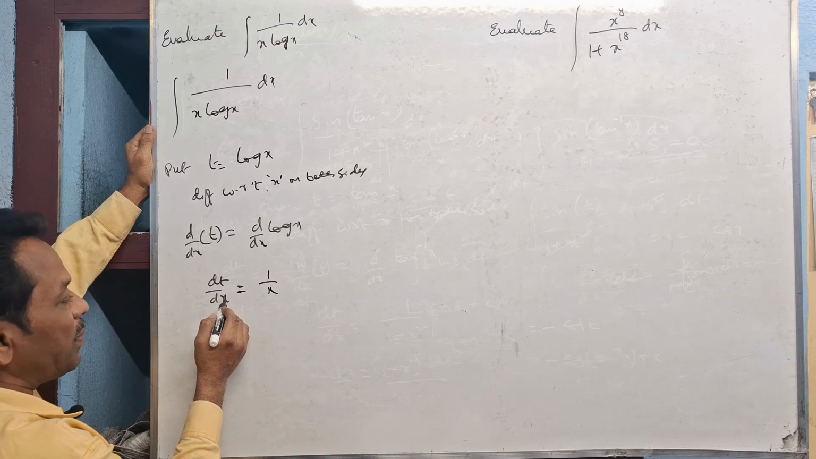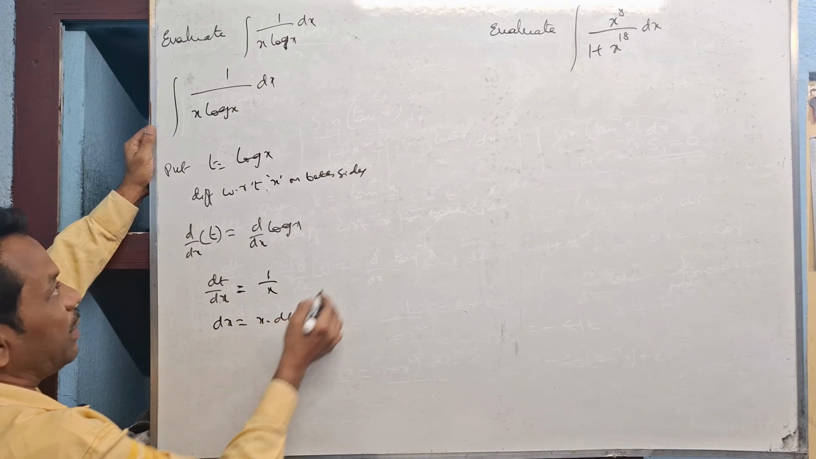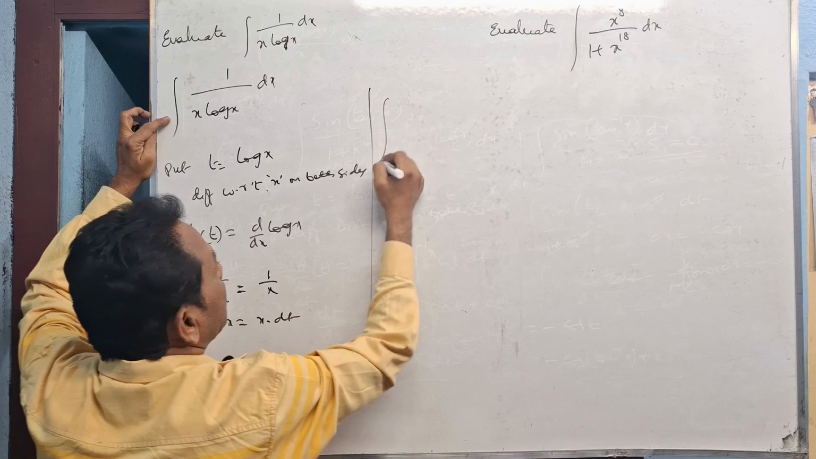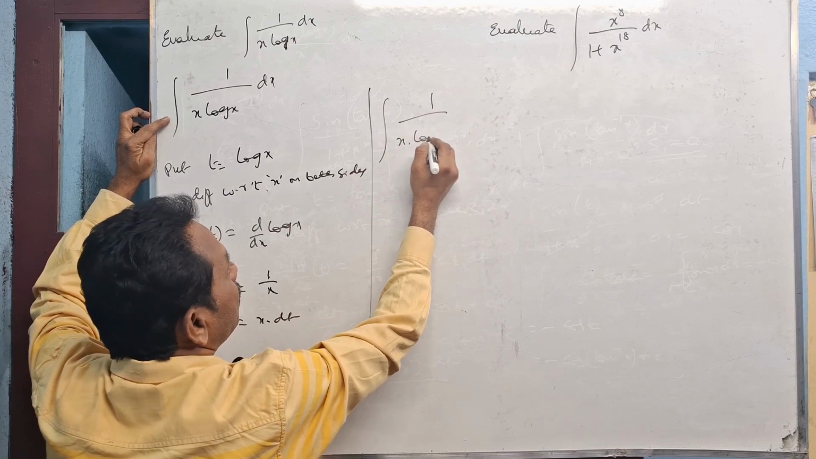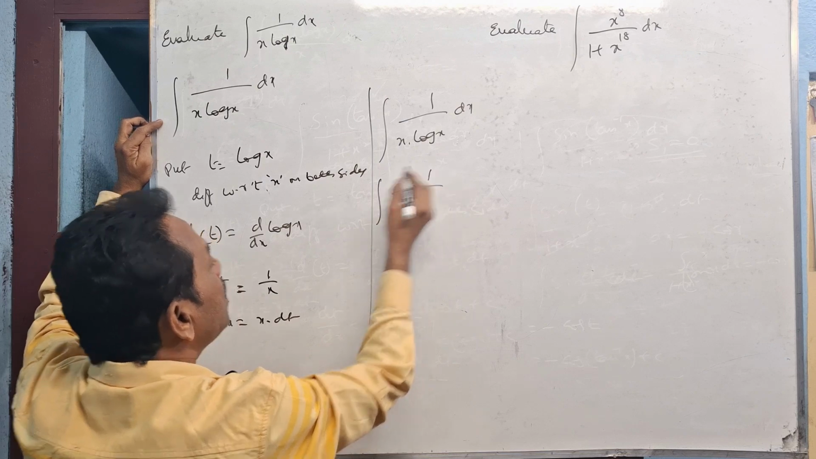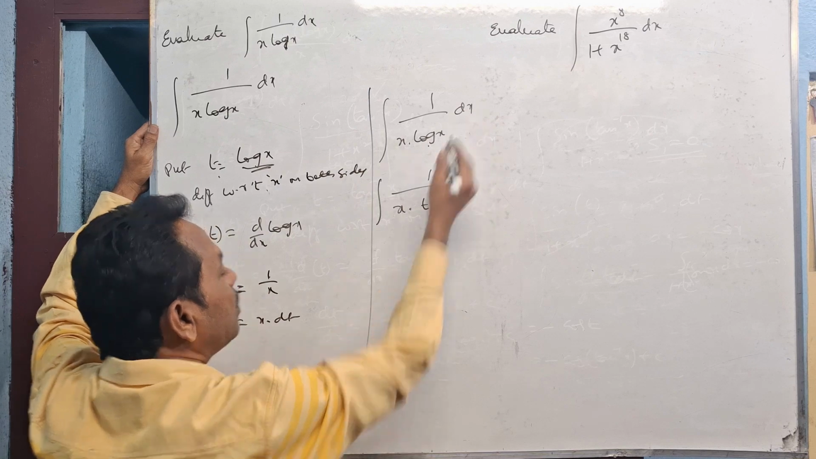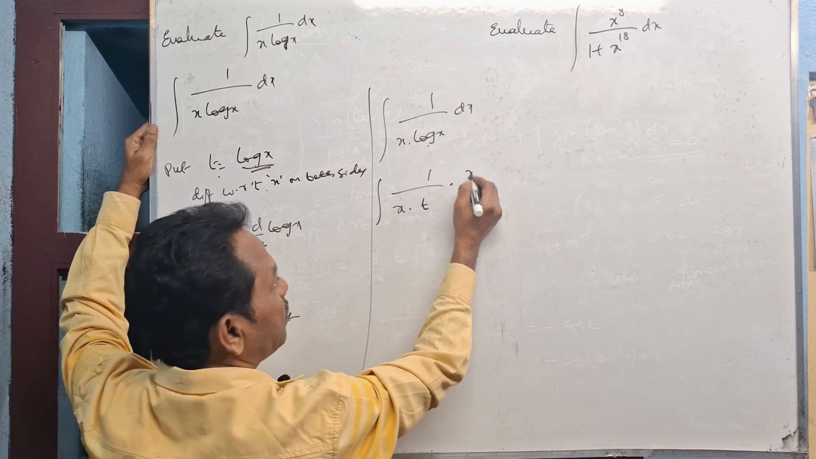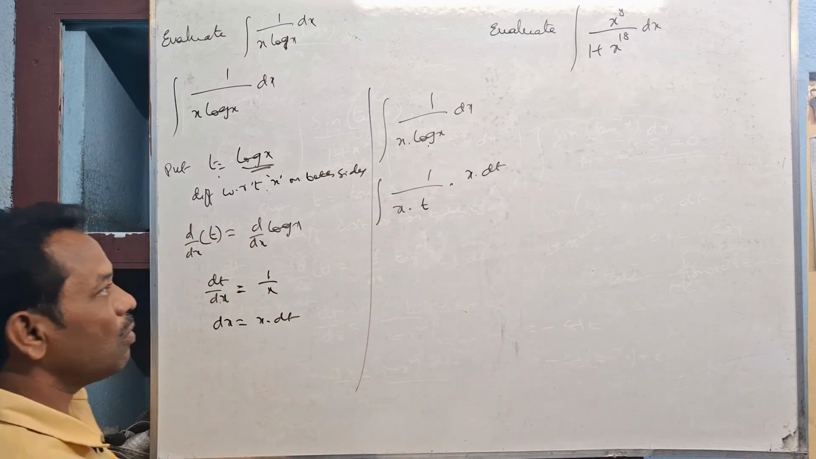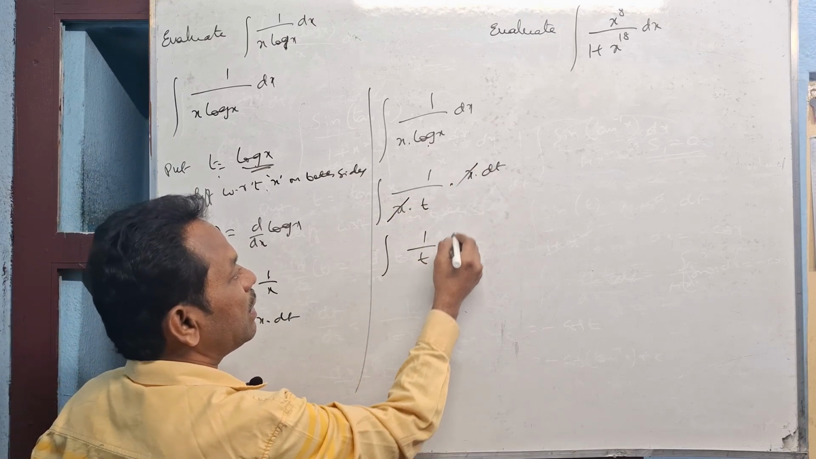Now let us go for cross multiplication. So dx equal, we'll get x into dt. So my question is integration of 1 by x into log x dx. So integration of 1 by x into the value of log x is t. So in the place of log x, let me take t into dx, dx nothing but x into dt. So x we can cancel. So here we have 1 by t dt.